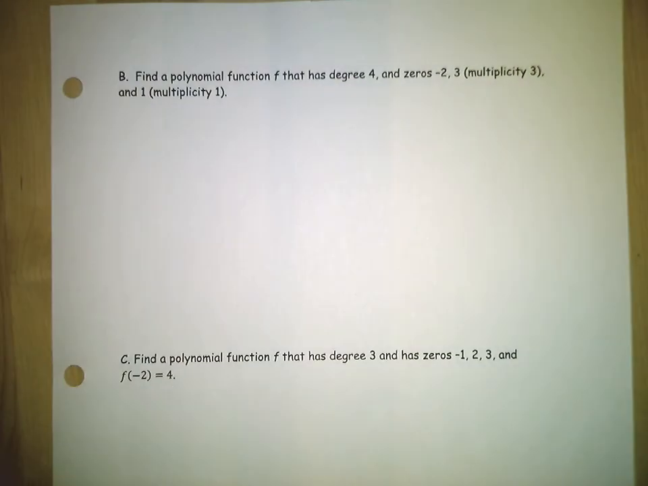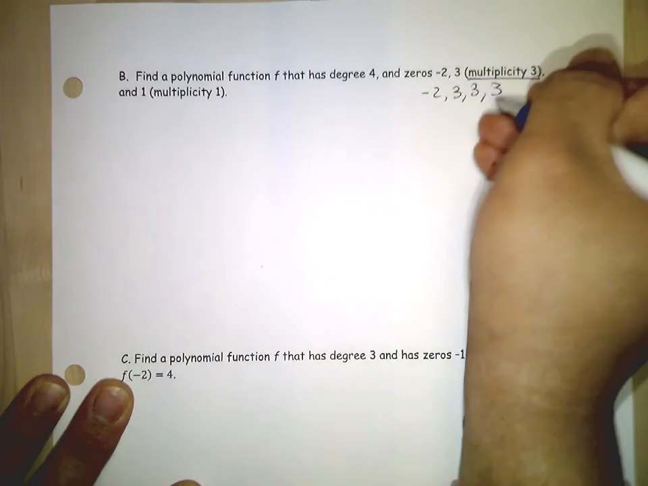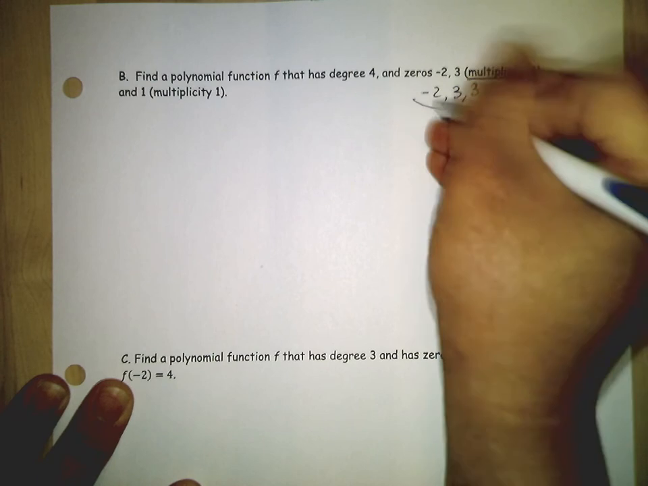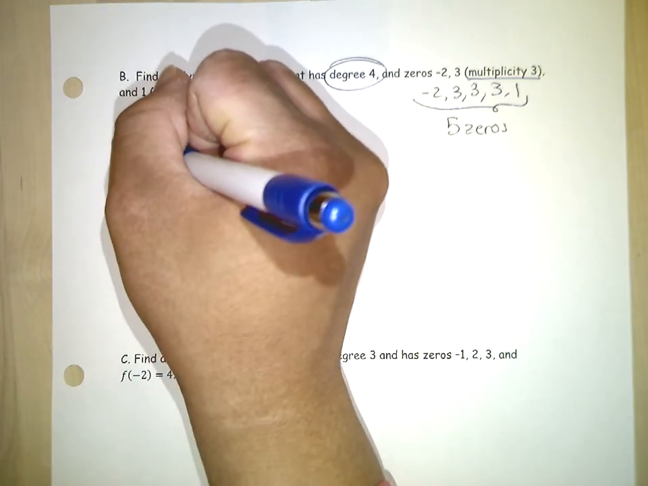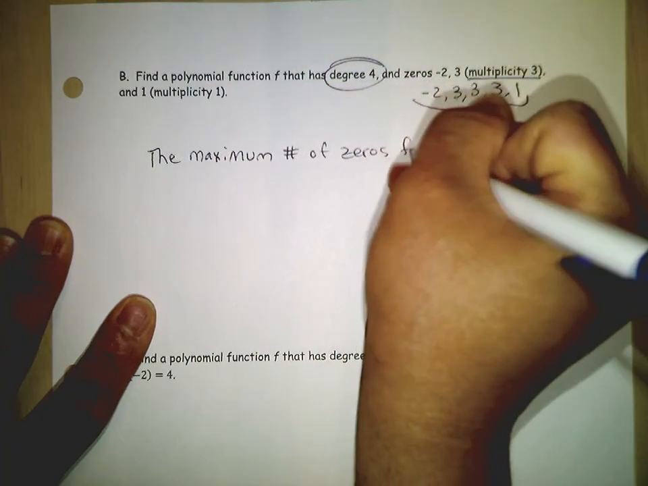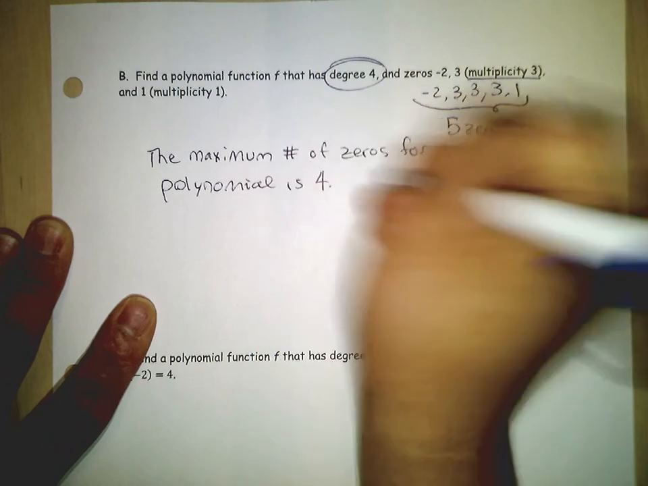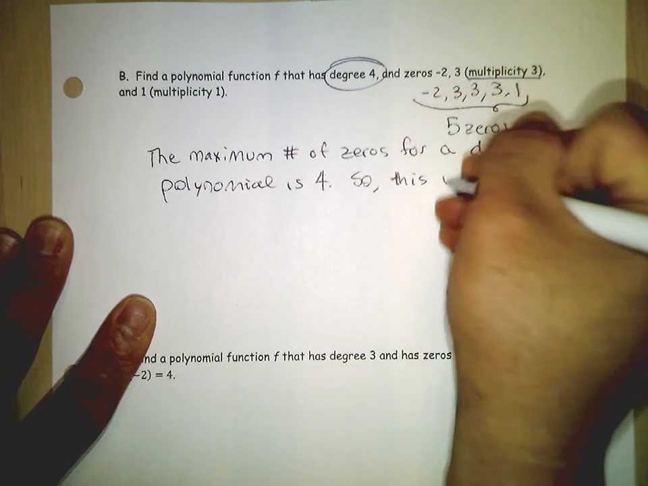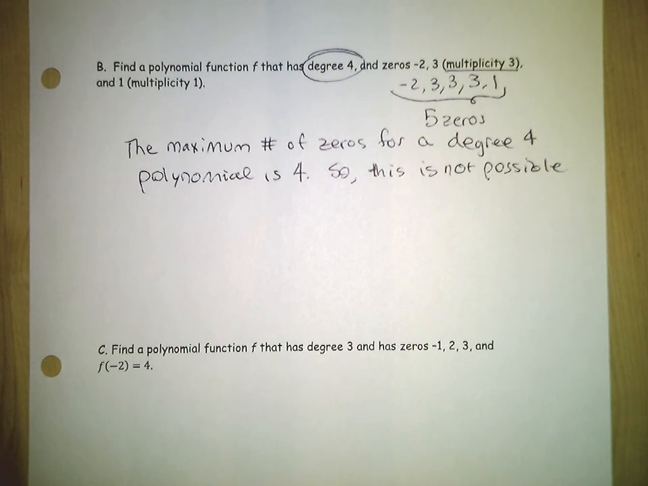So now let's find a polynomial function f that has degree 4 and zeros of negative 2, 3 multiplicity 3, and 1 multiplicity 1. So that's saying that the zeros are negative 2, 3 multiplicity 3, so 3, 3, 3, and 1 multiplicity 1. But that means that this had 5 zeros, 1, 2, 3, 4, 5, but it's of degree 4, so this is not possible. So the maximum number of zeros for a degree 4 polynomial is 4, so this is not possible, meaning it's not possible for a 4th degree polynomial to have 5 zeros.